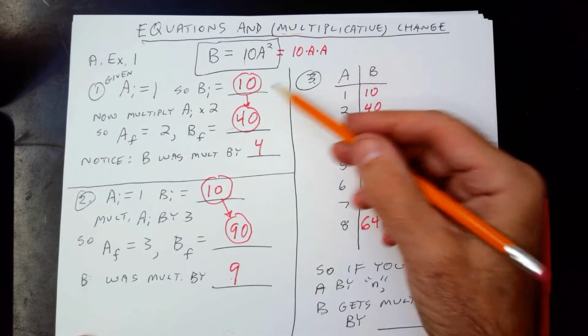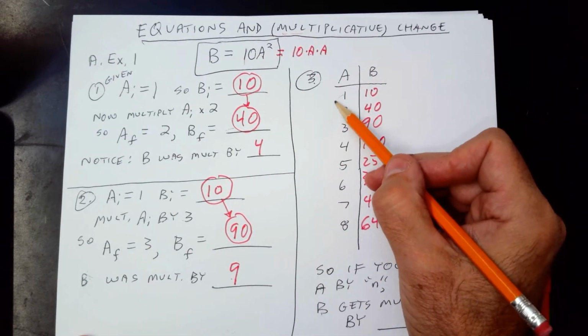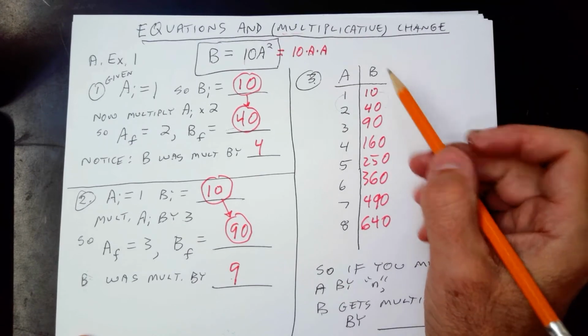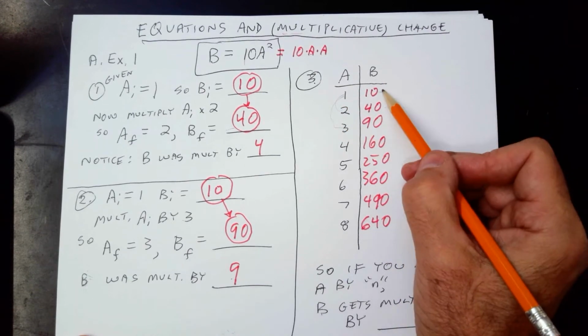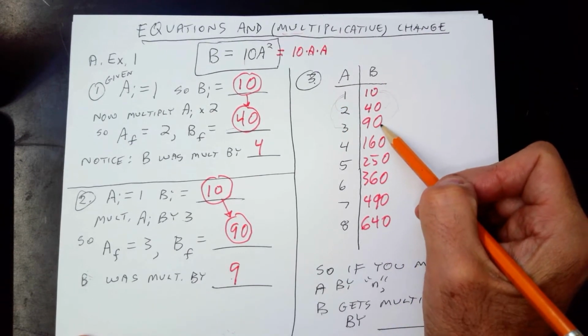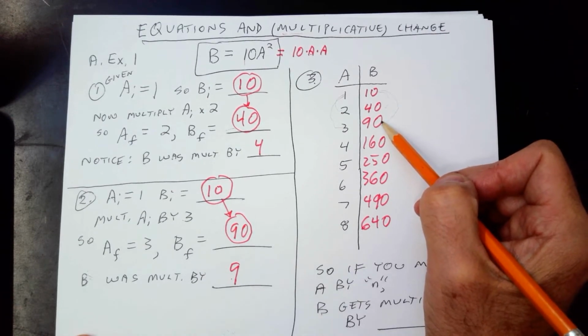You can see what we already have done. If you double a from 1 to 2, b quadruples. If you triple a from 1 to 3, b gets multiplied by 9. Multiplied by 3 squared, 9, not just 3.